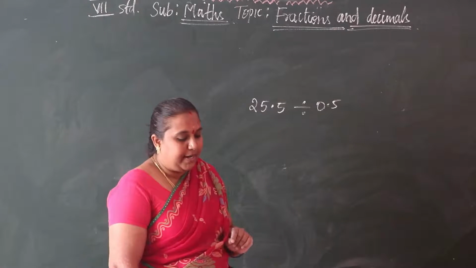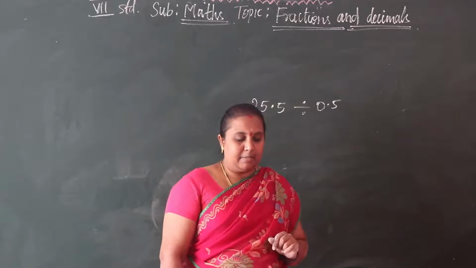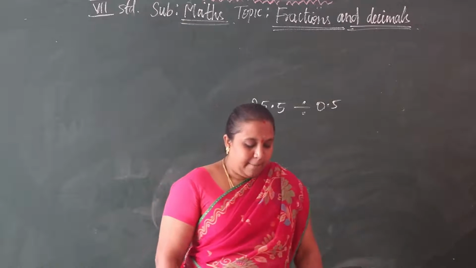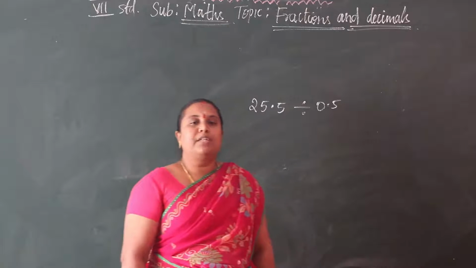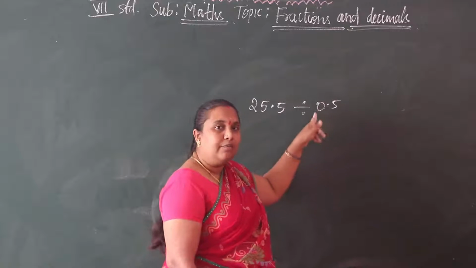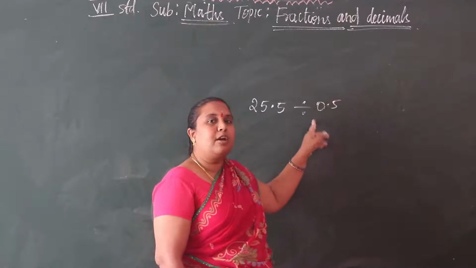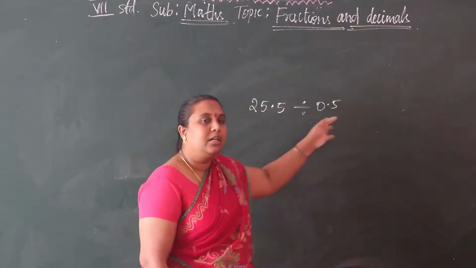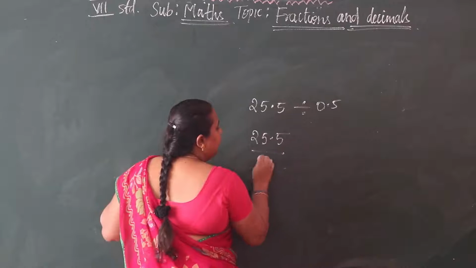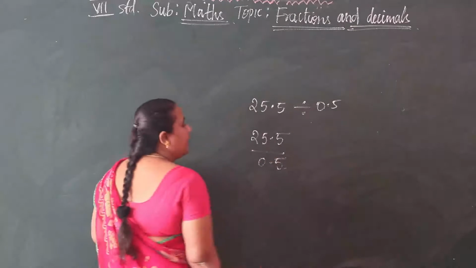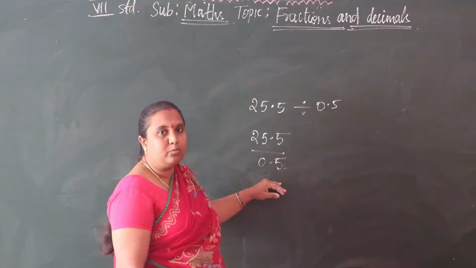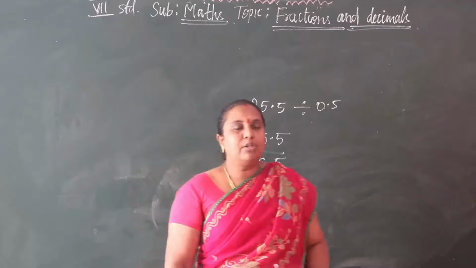You have to write the reciprocal of the divisor. To divide a decimal number by another decimal number, convert into fractional form. Then multiply the dividend by the reciprocal of the divisor. See, this is the dividend and this is the divisor. So we write the reciprocal of the divisor. That is 25.5 divided by 0.5, and we have to remove these decimals.